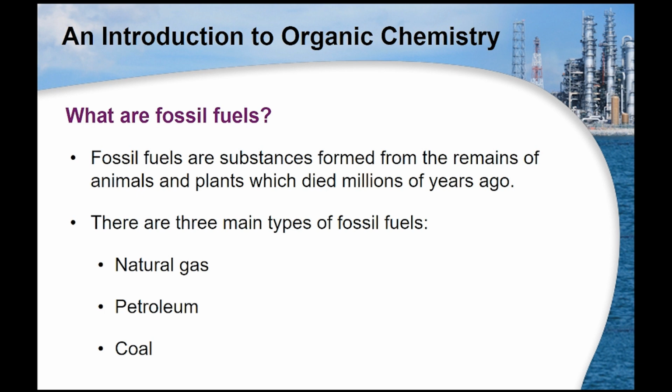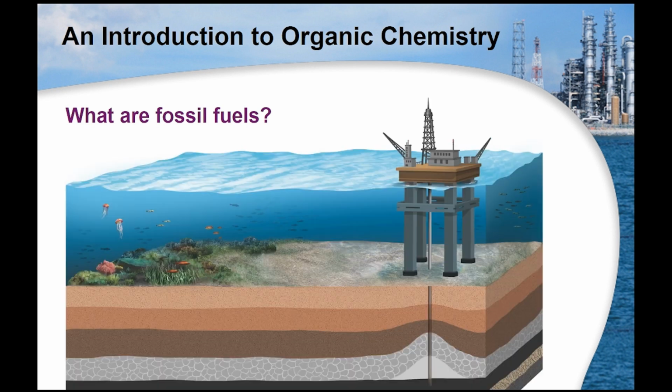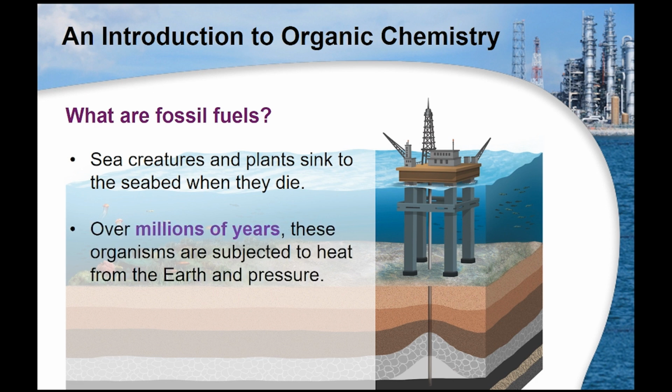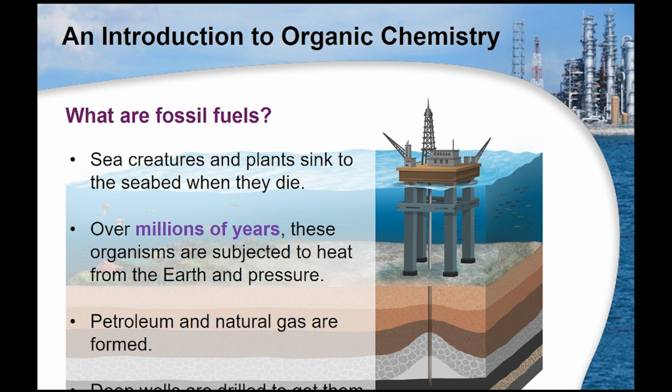Many years ago, when sea creatures and plants died, they sank to the seabed. And over time, these organisms and their remains were subjected to heat from the earth and pressure. Under all this high pressure and heat, they formed fossil fuels. So how do we get all these fossil fuels out?